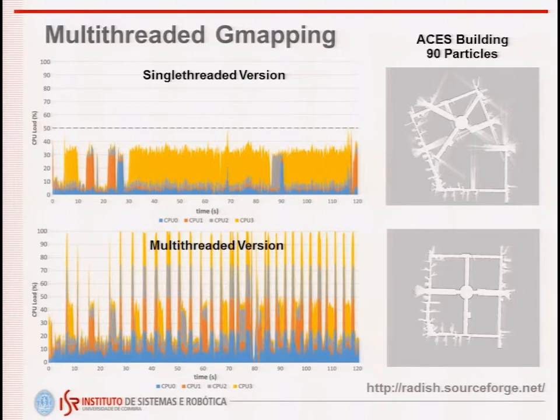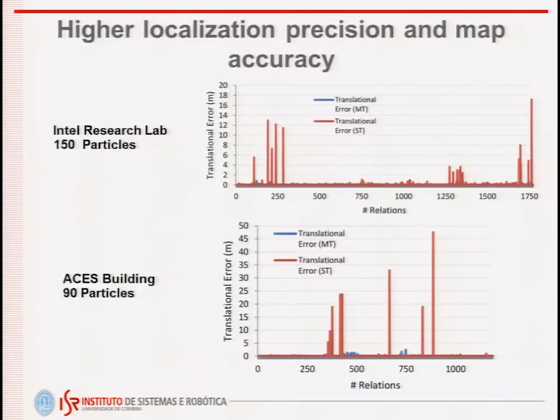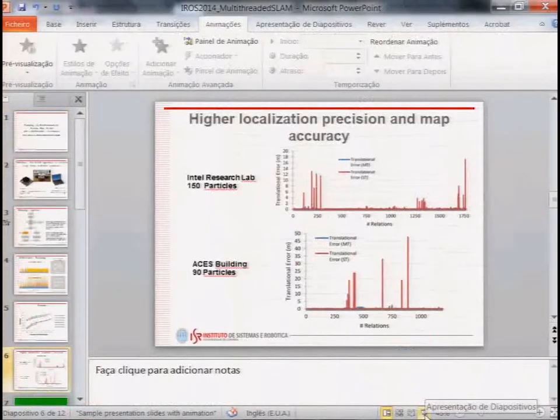In the multi-threaded version, we see that there is still some available processing time, and we can run a larger number of particles without errors. When we compare, we obtained speedups of about 2 on the hardware that we tested, and significant results in terms of accuracy. Thank you.